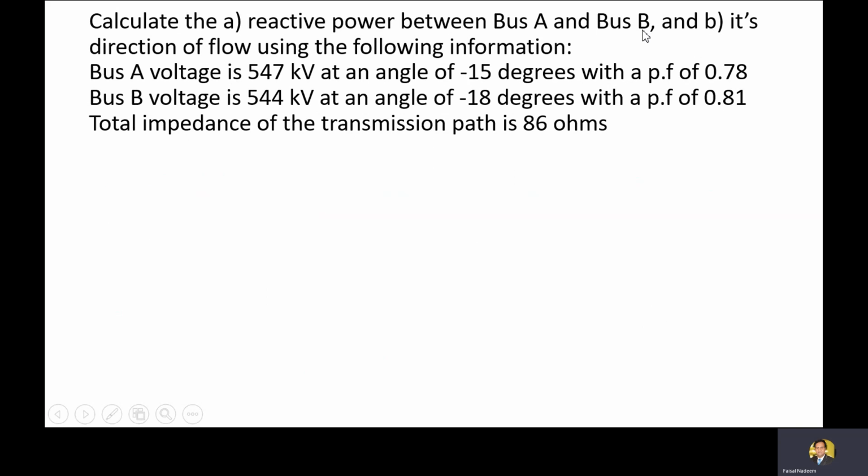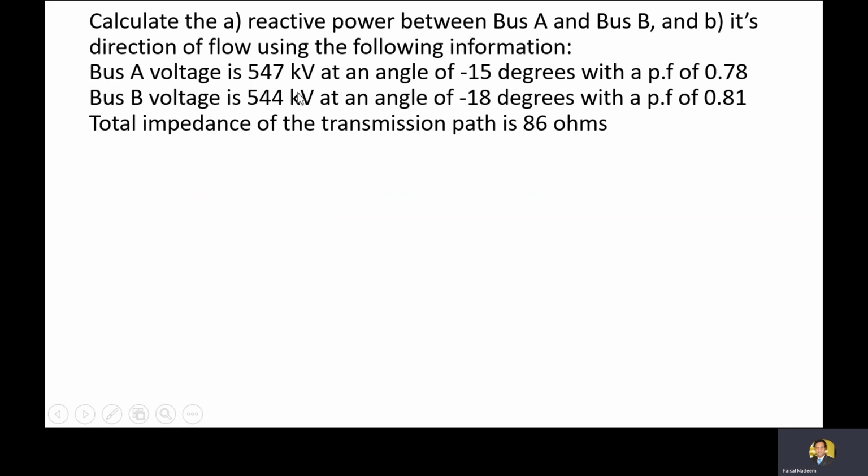Now calculate the reactive power between bus A and bus B and its direction of flow using the following information. What is the information provided to us? Bus A voltage is 547 kilovolt at an angle of minus 15 degrees with a power factor of 0.78. Bus B voltage is 544 kilovolt at an angle of minus 18 degrees with a power factor of 0.81. Whereas the total impedance of the transmission line is 86 ohms.